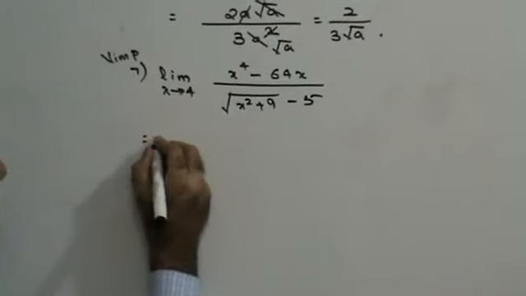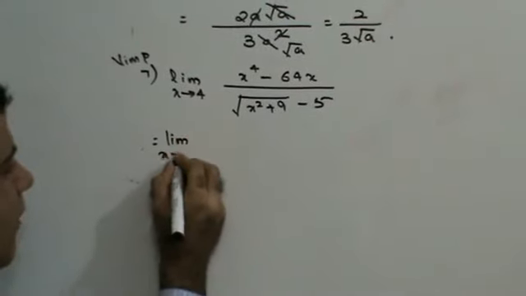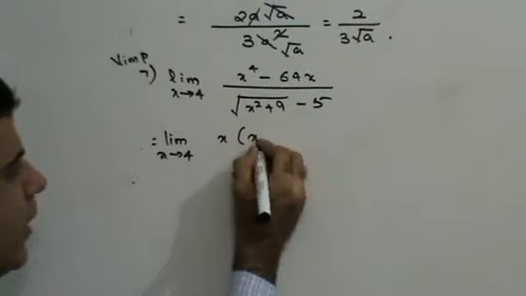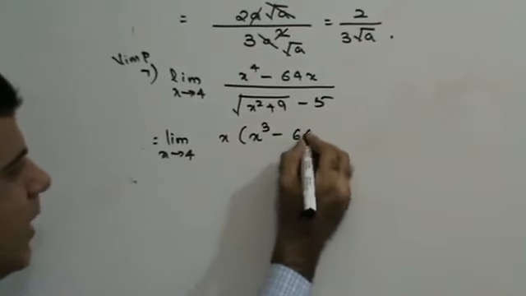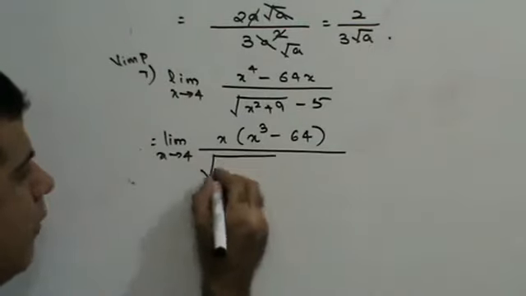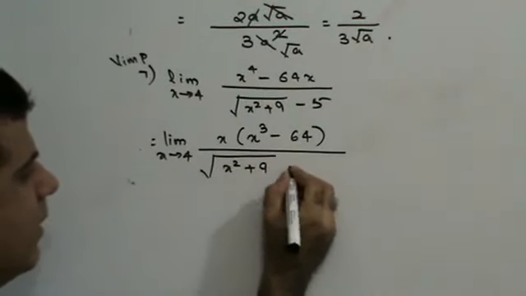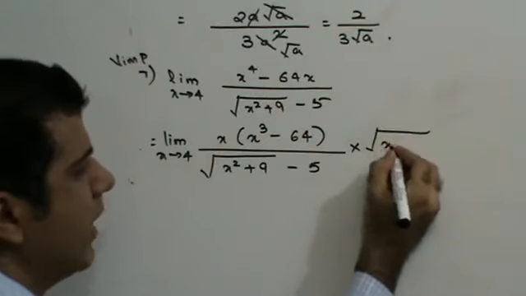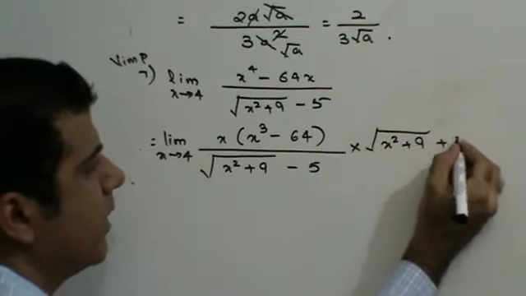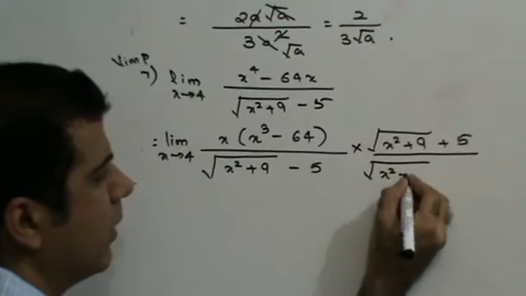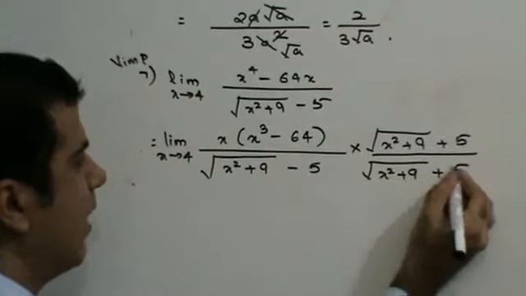So this is going to be equal to limit of x tends to 4. I could take x common in the numerator, so this will be x cube minus 64 upon root of x square plus 9 minus 5, rationalizing. Root of x square plus 9 plus 5 upon root of x square plus 9 plus 5.